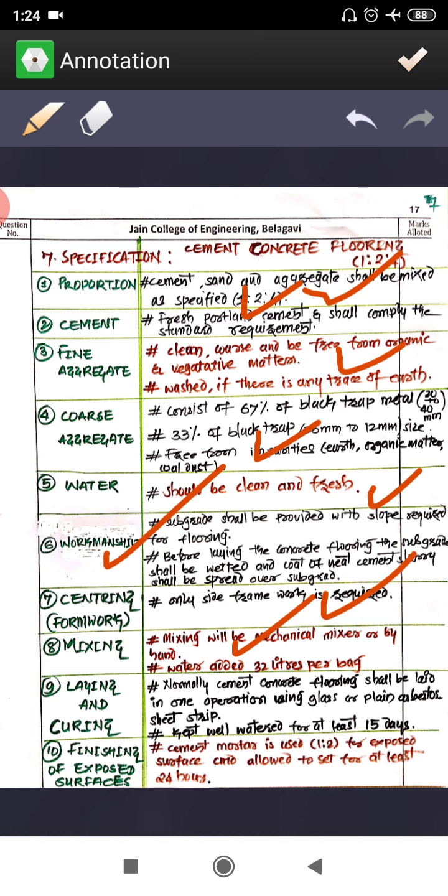Then laying and curing, see, normally cement concrete flooring shall be laid in one operation, or you can have no joints, no expansion joints with that. Keeping that, continuous laying can be done, and it will be kept for at least 15 days, right, for the curing. Then finishing, as I said, finishing can be done by cement mortar using 1:2 ratio. You can clear out the exposed portion and allow it to set for at least 24 hours. So this is the sequence of concrete flooring.